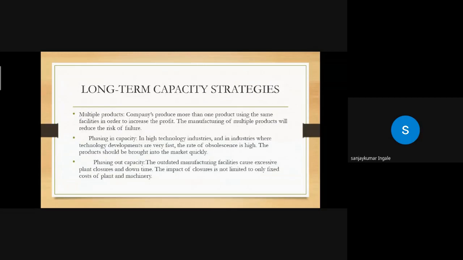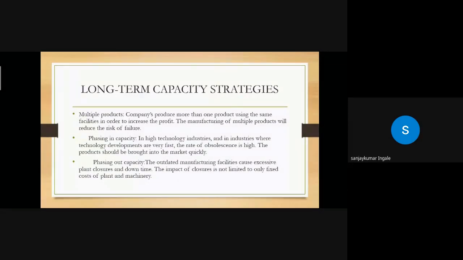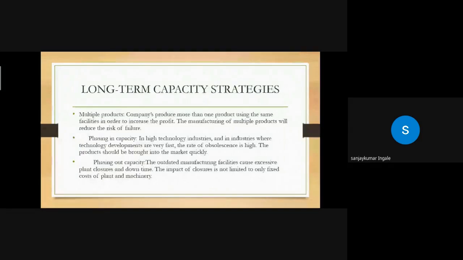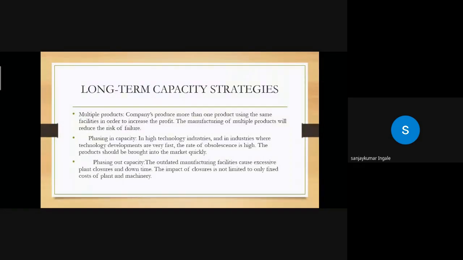Phasing in capacity: in a higher technology industry and in industries where technology development is very fast, the rate of obsolescence is high. The product should be brought into the market quickly. And now in phasing out capacity, the outdated manufacturing facilities cause excessive plant closure and downtime. The impact of closure is not limited to only fixed cost of plant and machine.